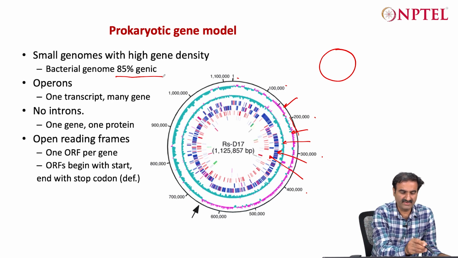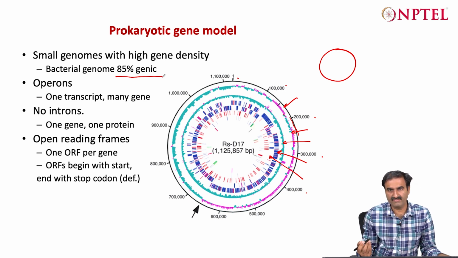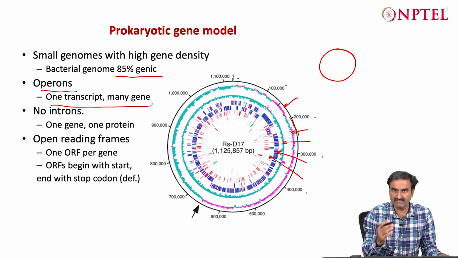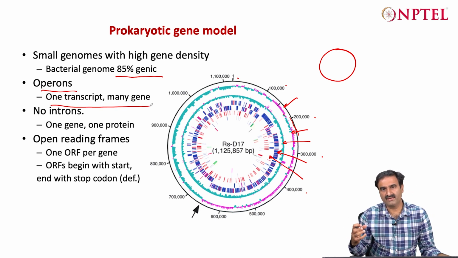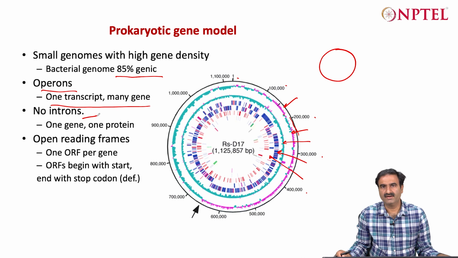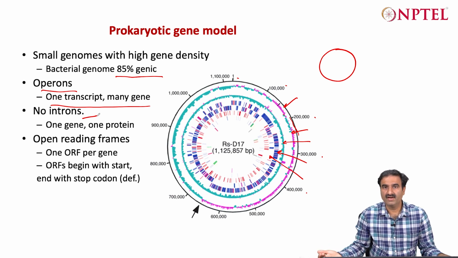Okay, and the other thing is that their genes are organized as operons. Many genes may be under the control of a single promoter, and they will be transcribed together, and from one transcript you can get multiple proteins. They will not have introns, so that is why they have a very small genome size. For example, E. coli is 4 million base pairs, whereas the human genome is almost 3.2 billion base pairs.